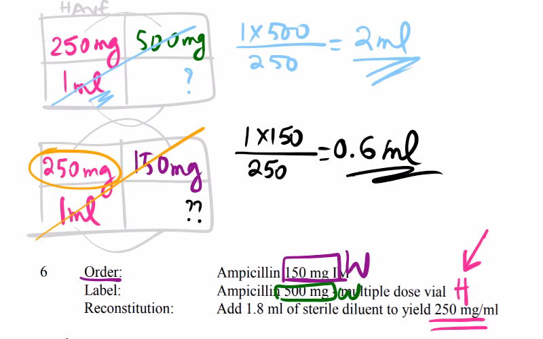So in the full wording, what we could say is add 1.8 mils of sterile diluent to the contents of the 500 milligram vial to yield a concentration of 250 milligrams per ml and extract 150 milligrams to inject intramuscularly.